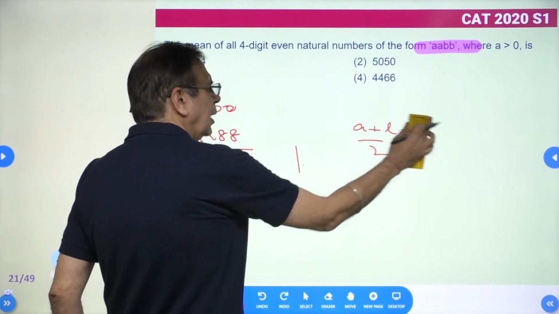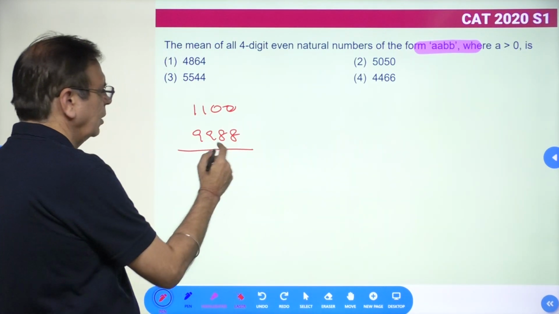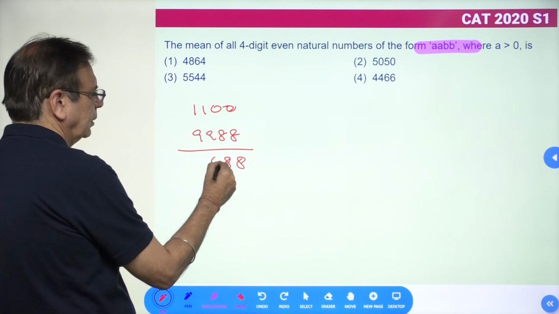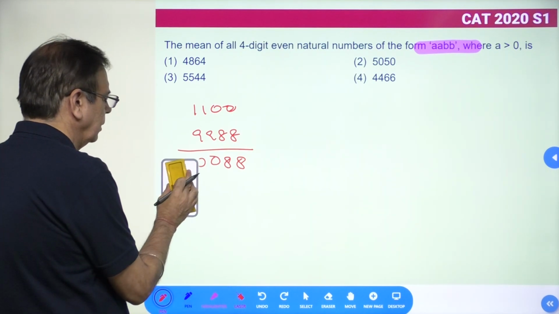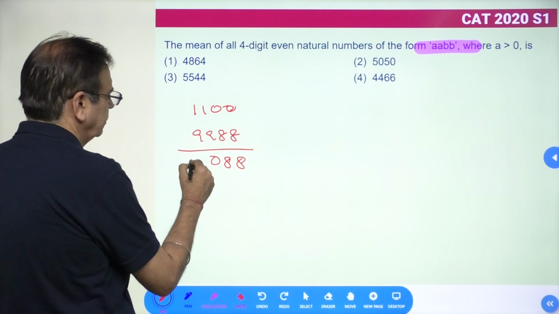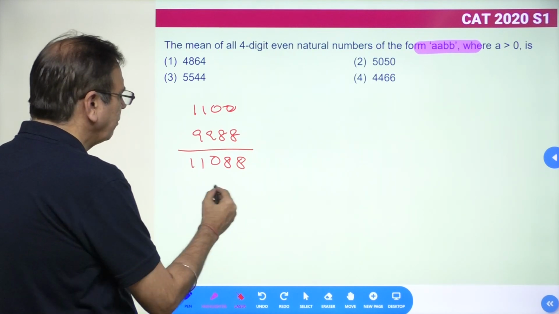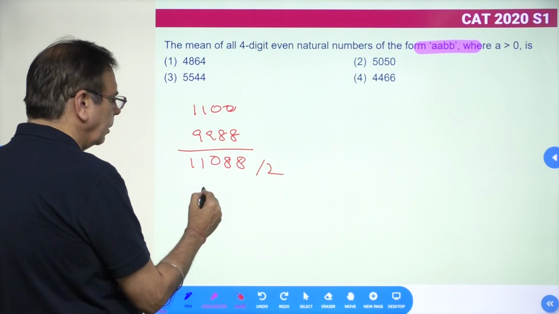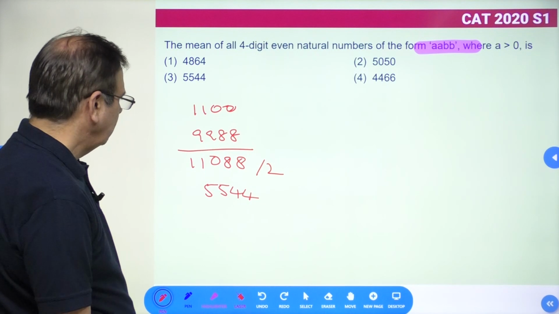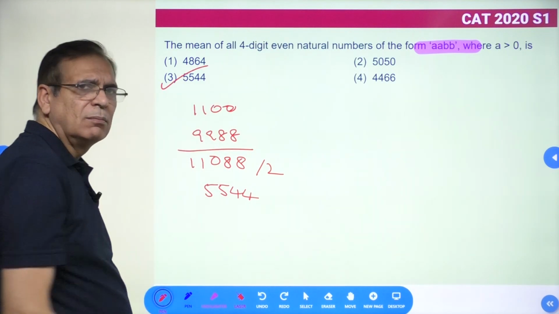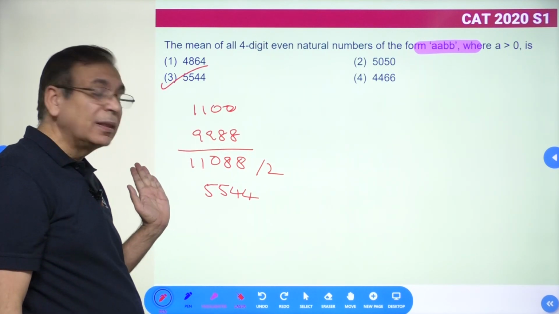Okay, so do that. Why waste time? What is this? 8, 8, 9, 1, 10 and 1, 11. Sorry. Okay, so what will be the average? This divided by 2 becomes 55, 5544. This is the answer. Less than 30 seconds to get the answer.